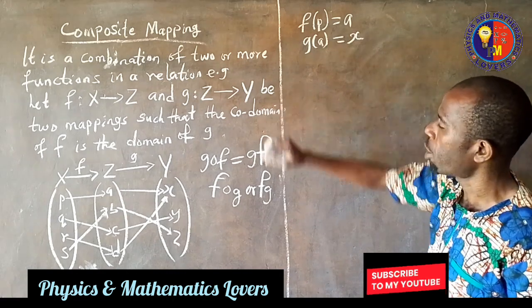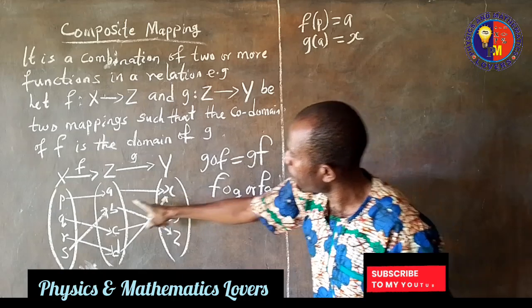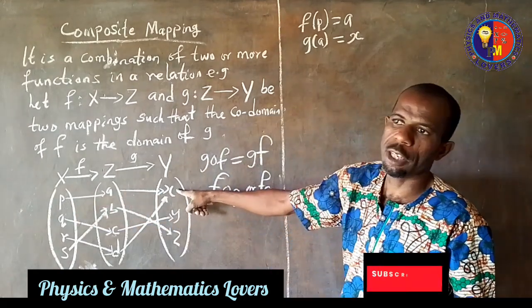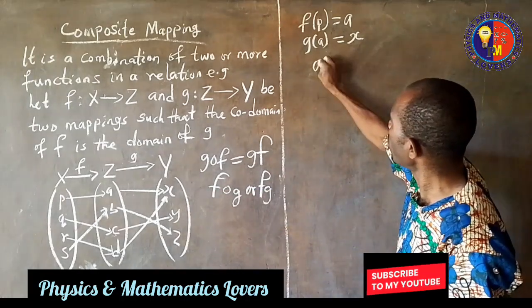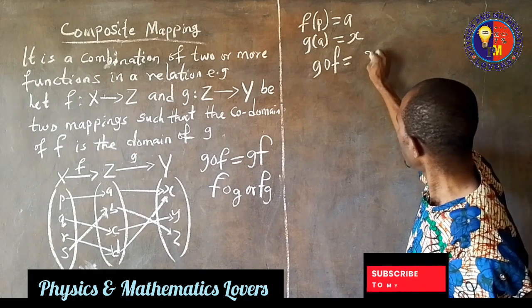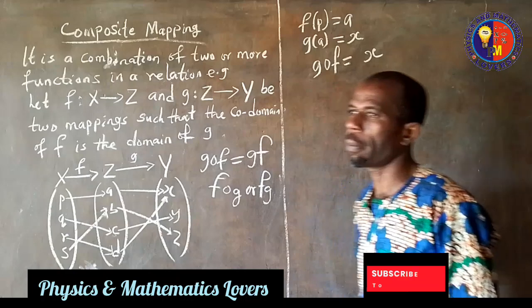Now remember, for us to have a composite function, the two of them have to be combined. How do we then have it? Look at the diagram here. The resulting image that both of them have, from p, is x, which is the final image. So my g o f is equal to x. That is what this composite function is talking about.